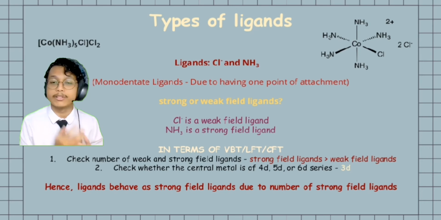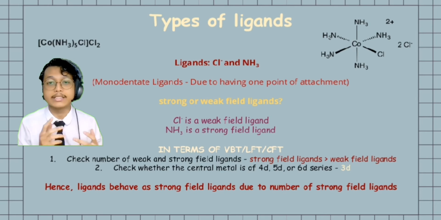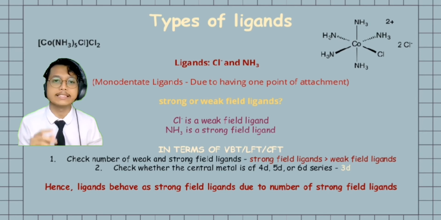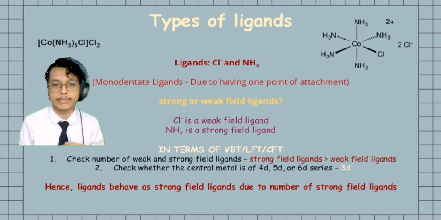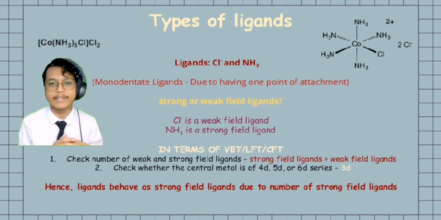And in terms of valence bond theory, ligand field theory, and crystal field theory, first we must check the number of weak and strong field ligands. Based on this, we know that the number of strong field ligands is more than the number of weak field ligands. Second, we must check whether the central metal is a 4d, 5d, or 3d series. And cobalt is a 3d series. And so, based on this, we know that the ligands will behave as strong field ligands due to the number of strong field ligands.